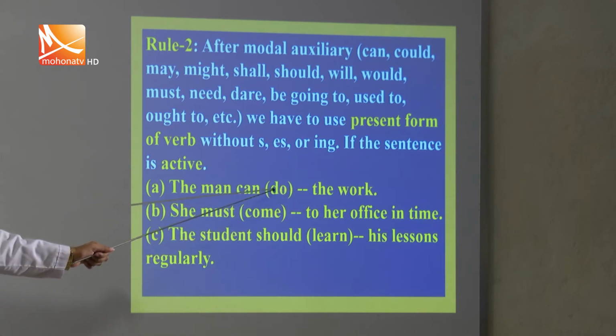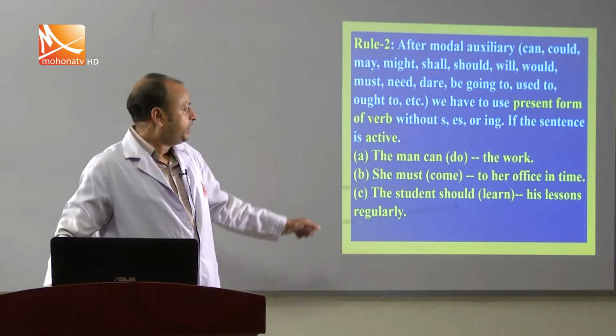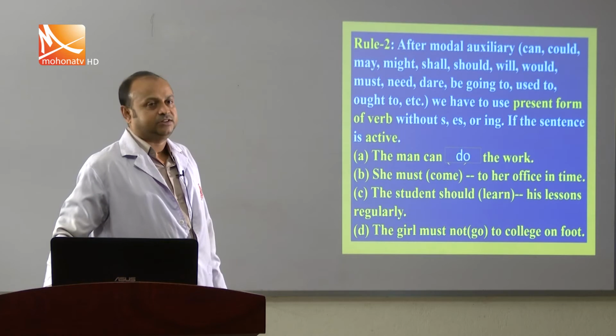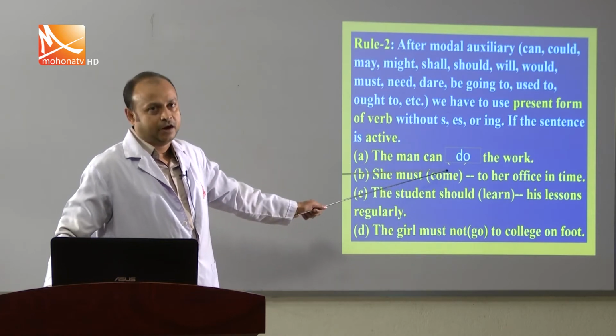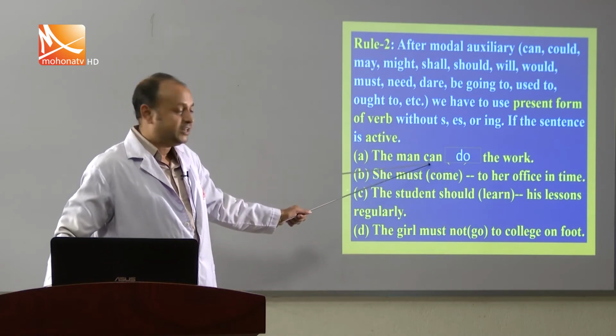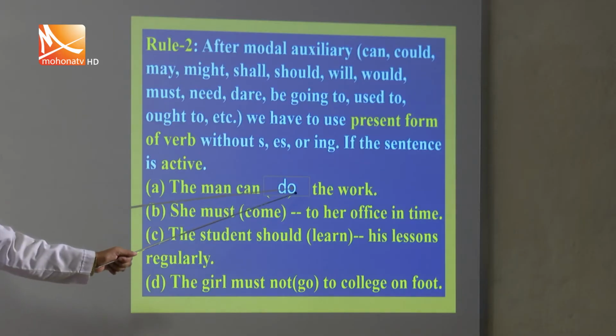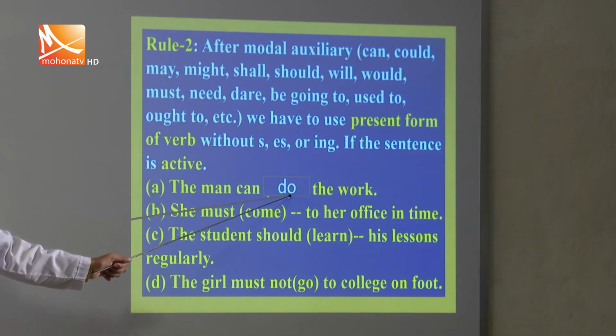So, do is the present form or basic form. In this case, the main verb will not be changed. So, do is a correct form of verb, because can is a modal. After a modal, you know, the basic form of the verb should be used: do.